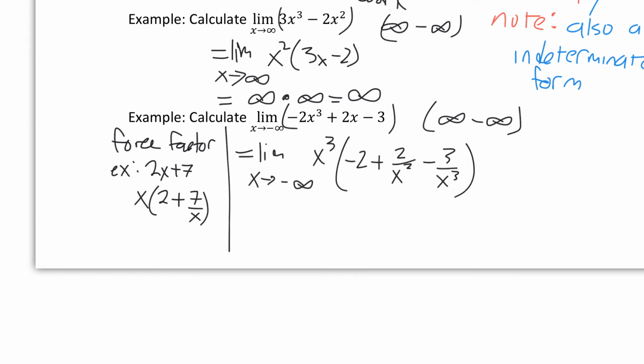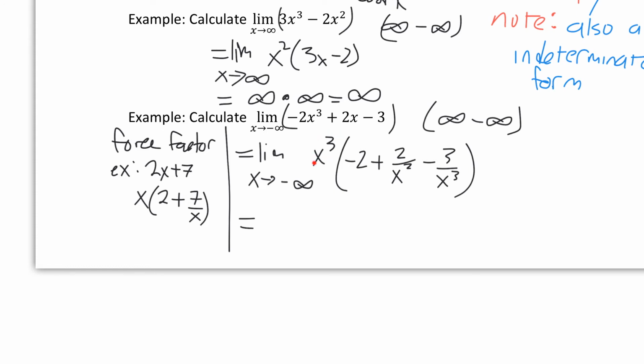X cubed will go into that first term, giving me negative 2x cubed. X cubed will go into the 2 over x squared, so the x cubed and the x squared will reduce to just an x. And then here the x cubed will cancel with the x cubed to give me negative 3. So that looks good. Now let's see if we can go ahead and do our limit.